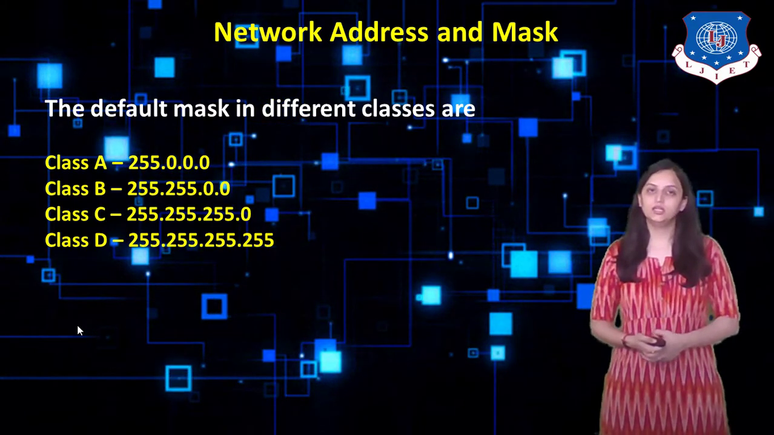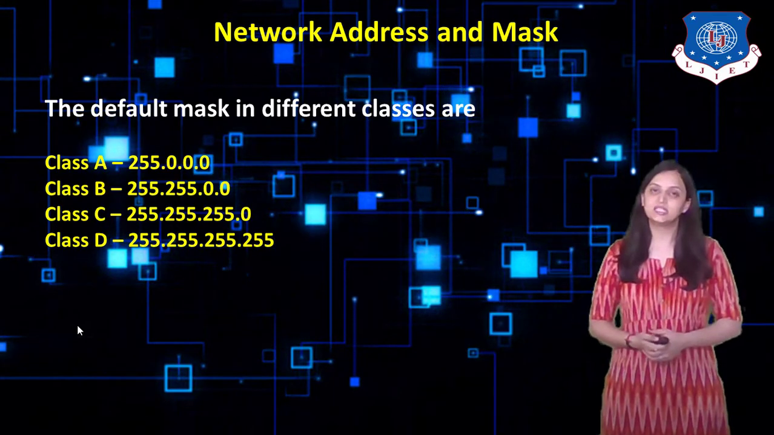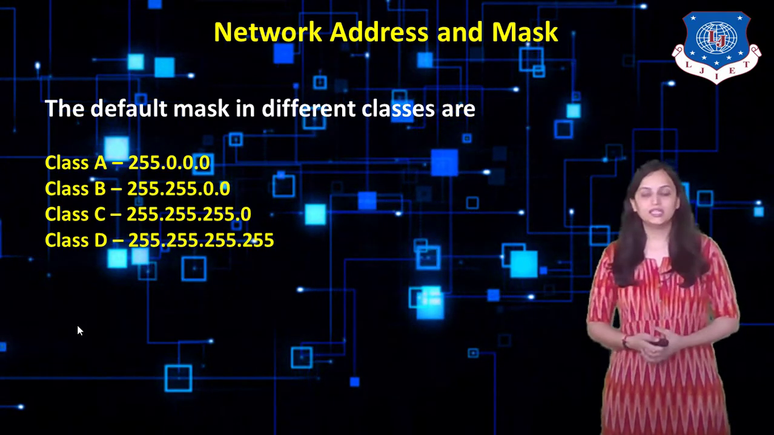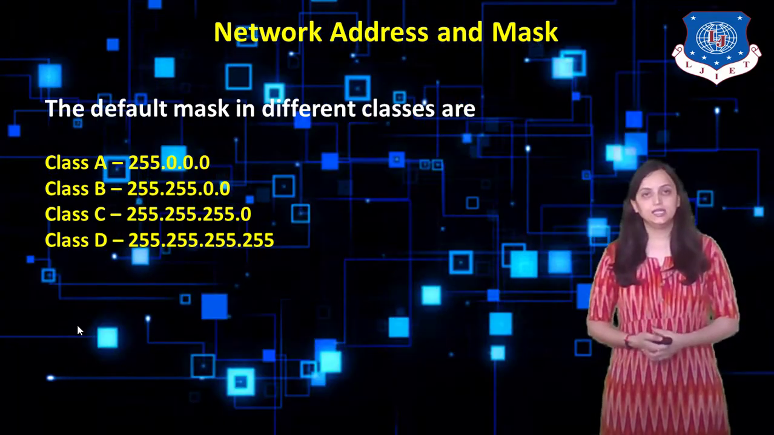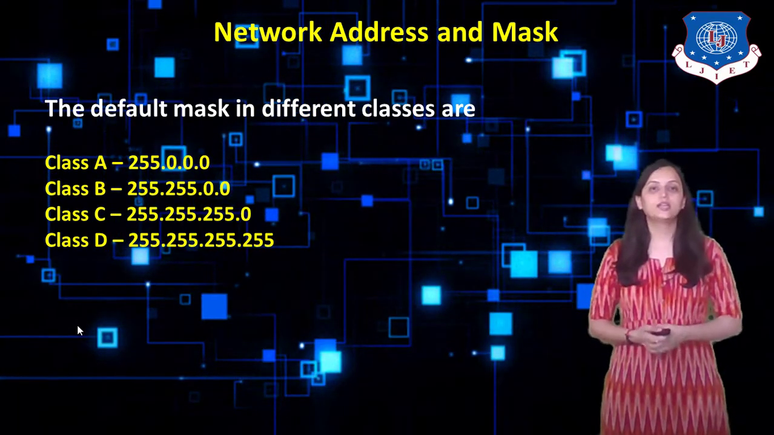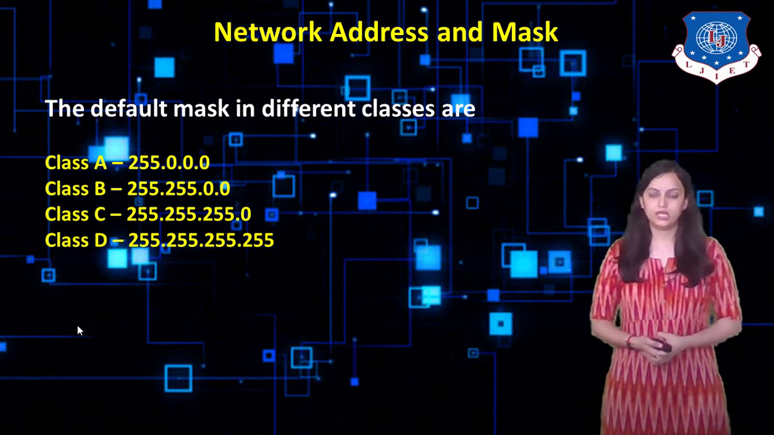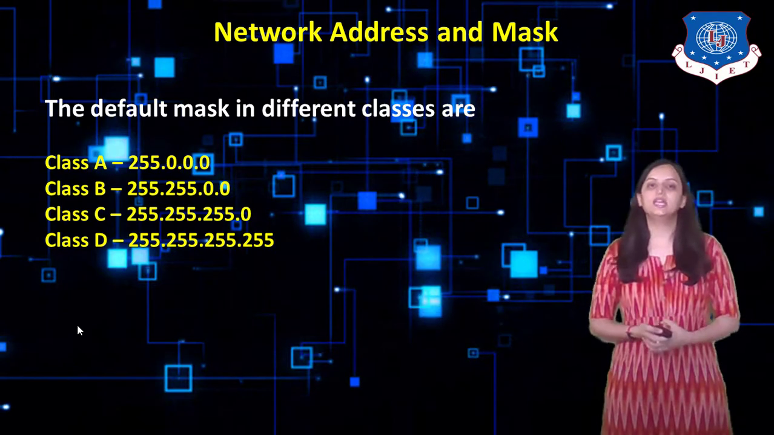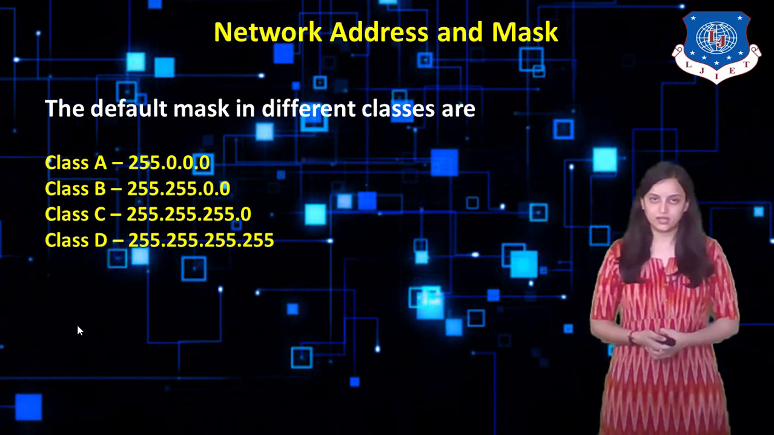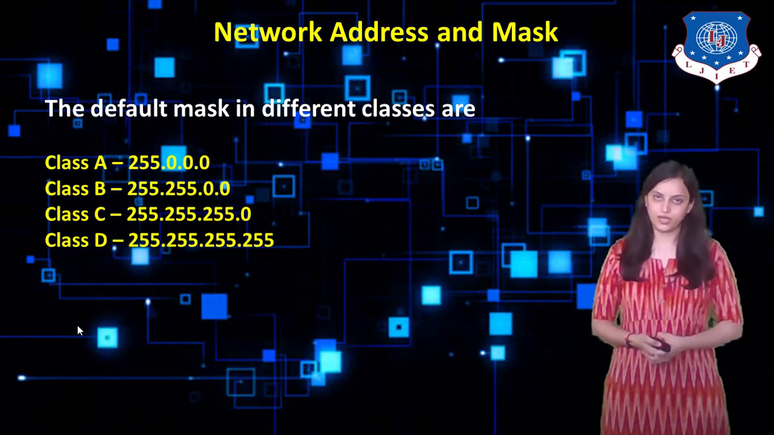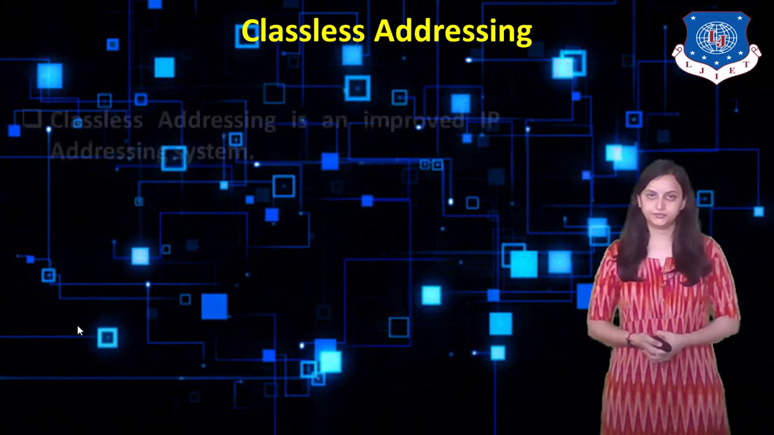As you can see over here, class A has the first one, that is 255, in the entire decimal notation. In class B, there are two 255s. In class C, three 255s are there, and for class D, all four decimal notations are 255. So this is how you can assign the subnet mask for each and every IP address class-wise. Now let us understand classless addressing.